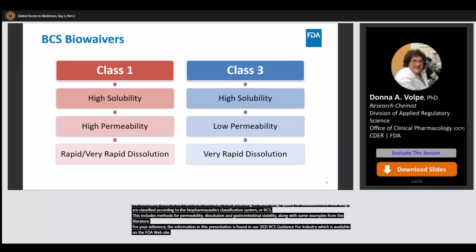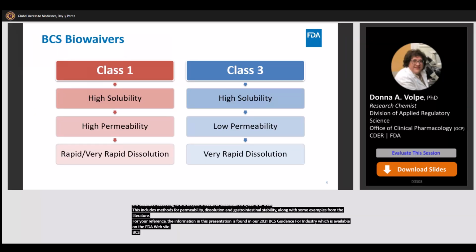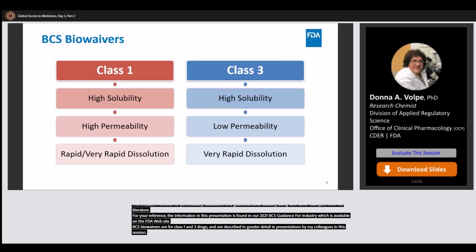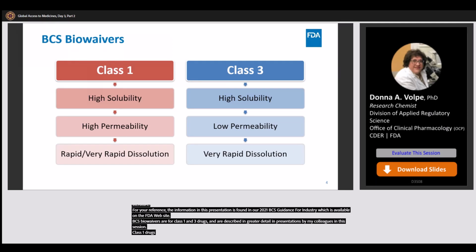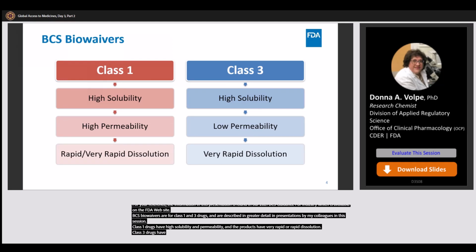BCS biowaivers are for Class 1 and 3 drugs and are described in greater detail in presentations by my colleagues in this session. Class 1 drugs have high solubility and permeability, and their products have very rapid or rapid dissolution. Class 3 drugs have high solubility and low permeability with very rapid dissolution.